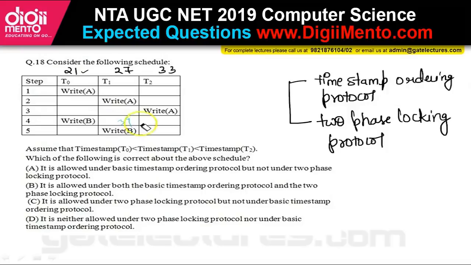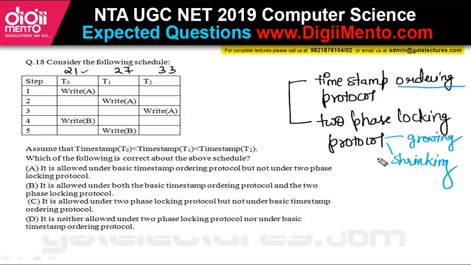So in timestamp ordering, what happens is we give a timestamp to our transactions, and on the basis of that they get some ordering and they can execute. Now the second one is the two-phase locking protocol, in which there is a growing phase and a shrinking phase. In the growing phase, what it says is if you are going to acquire locks, then you acquire all the locks, and then you cannot release them until you release all of them.